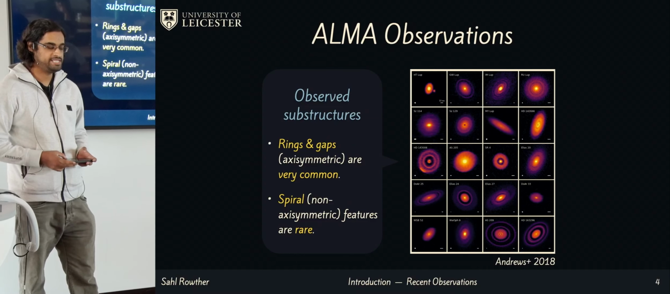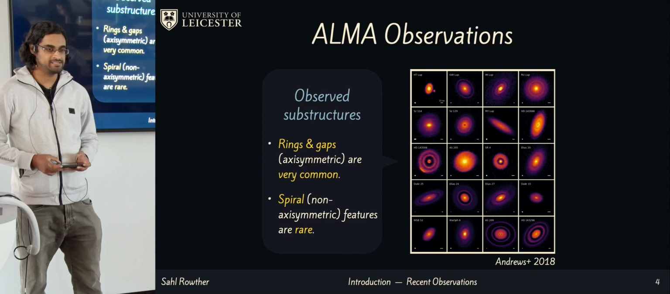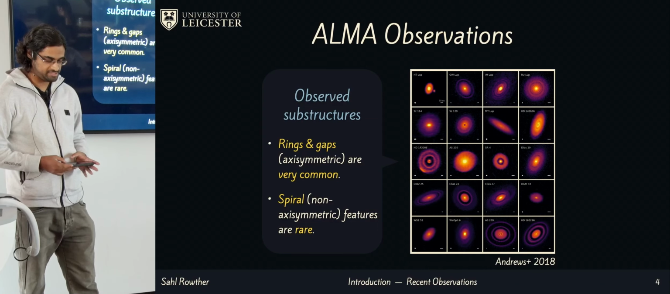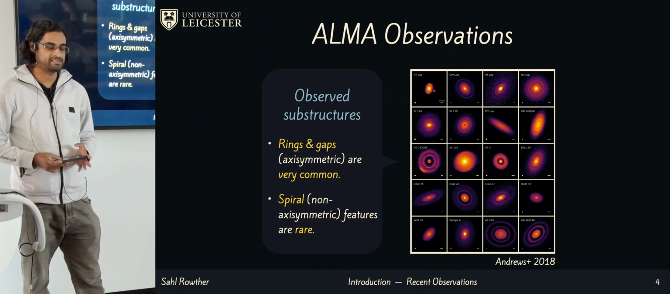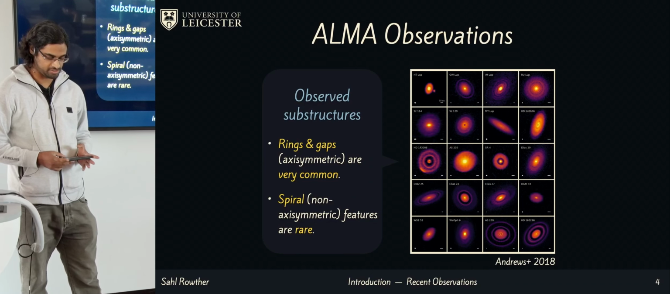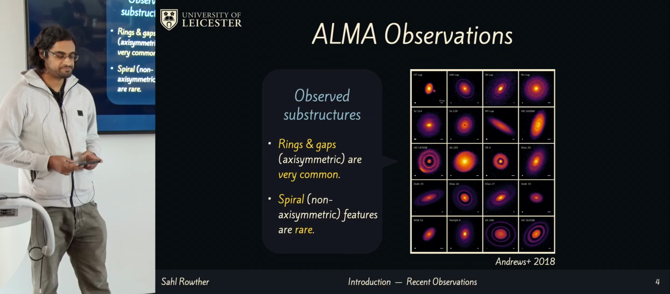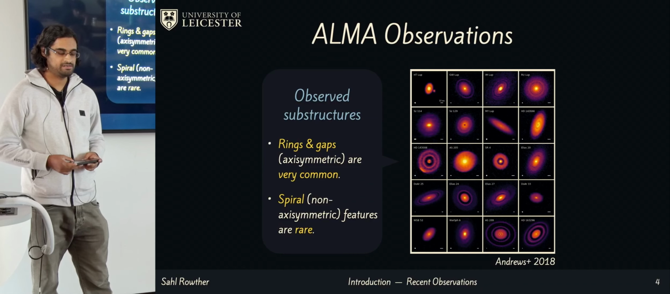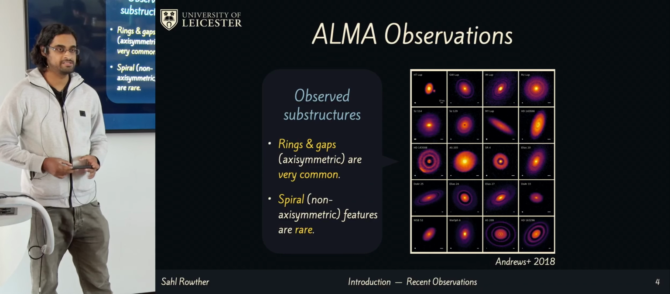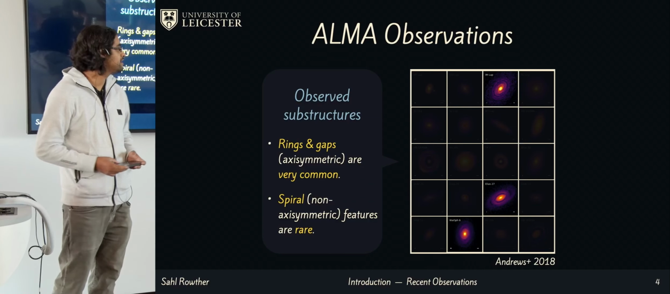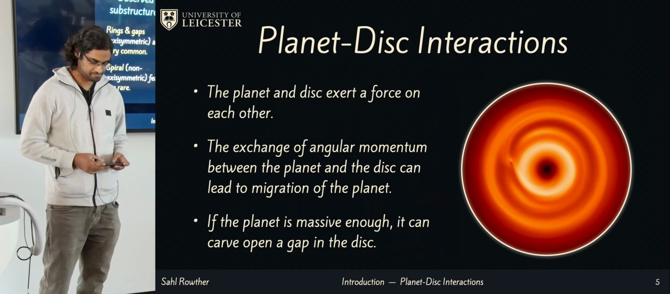When we look at the brightest disks in observations from ALMA, we see that a large majority of these are symmetric with ring and gap structure. A massive disk, as I mentioned, is expected to harbor large-scale spiral structures, and although they're not seen as frequently, we do see some examples of them, as the ones highlighted here.